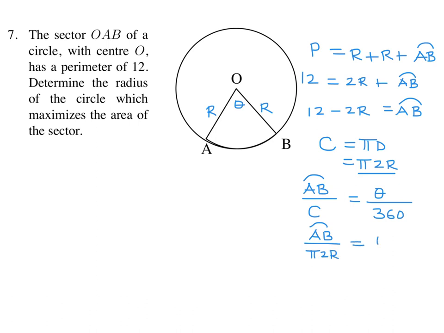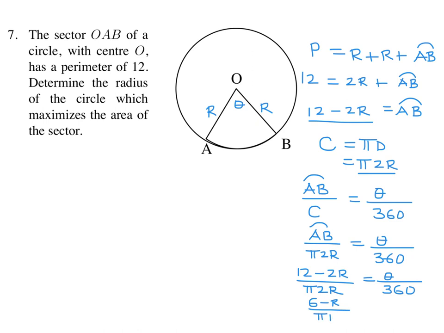Now, AB, we don't know, but we know the circumference is equal to pi times 2r. And theta over 360, we just leave alone because we don't know what theta is. And then AB, we just got as 12 minus 2r over pi 2r is equal to theta over 360. And then I think we can divide through by 2. And that would be 6 minus r over pi r is equal to theta over 360.